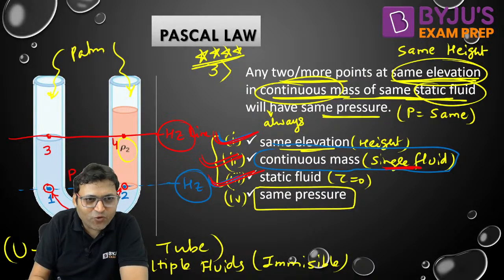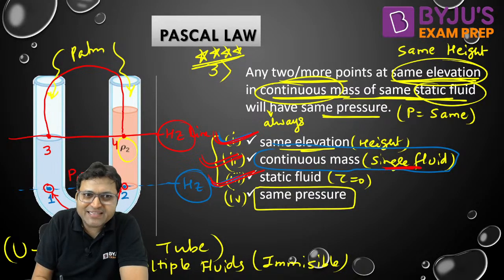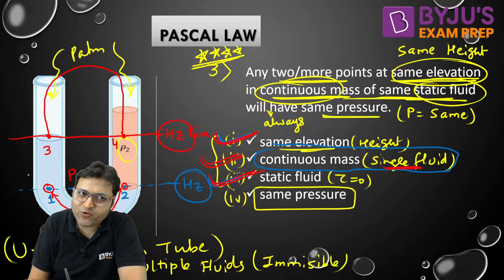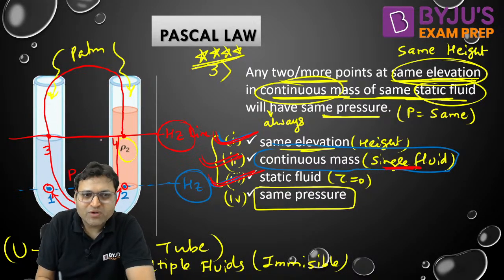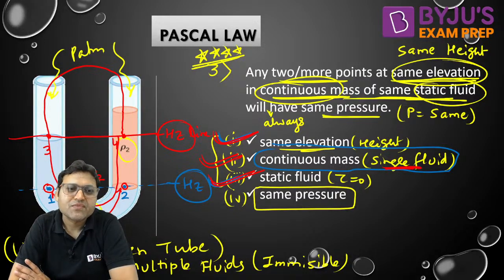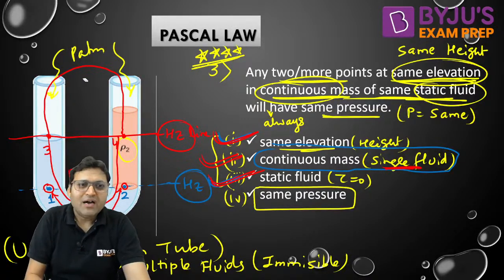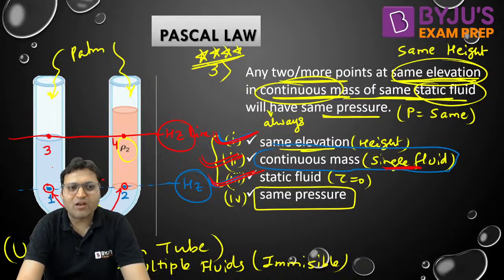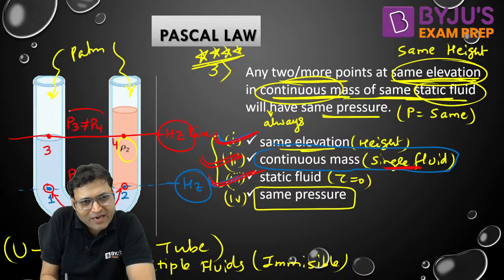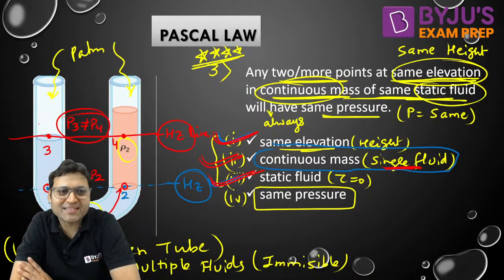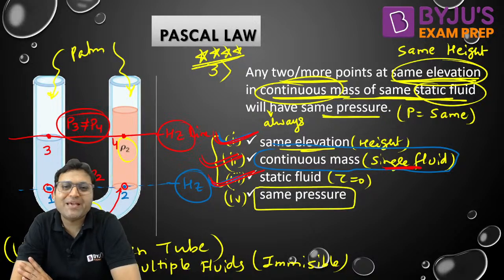If you join 3 and 4 from the top, we are traveling in air, up to this point air is there and then rho 2 fluid. So there are multiple fluids, 2 fluids involved. And if we join 3 and 4 from the bottom, first we are traveling in rho 1 and then in rho 2. Again, there are multiple fluids, because points 3 and 4 are not joined by a single fluid at all, neither from the top nor from the bottom. So P3 and P4 will not be equal. Pressure at 3 and pressure at 4 will not be equal.